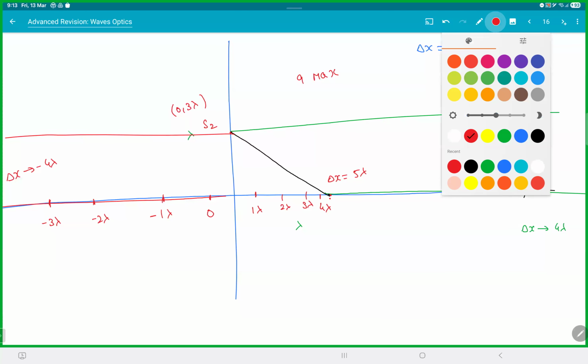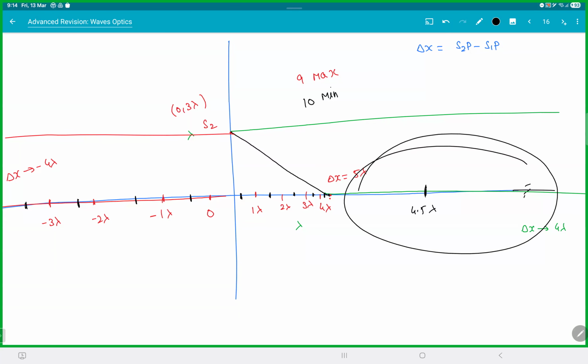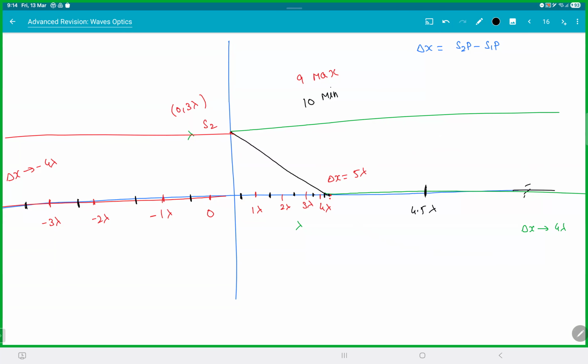Yeah. And what about minimas? So here you have 4.5 lambda. So the other numbers 4.5, 3.5, 2.5, 1.5, 0.5, minus 0.5, minus 2.5, minus 3.5. So yeah, how much is that? 1, 2, 3, 4, 5, 6, 7, 8, 9, 10. There are 10 minimas. Clear with this? So in this region, there are no maximas. There's only one minima there. Any doubts on this?